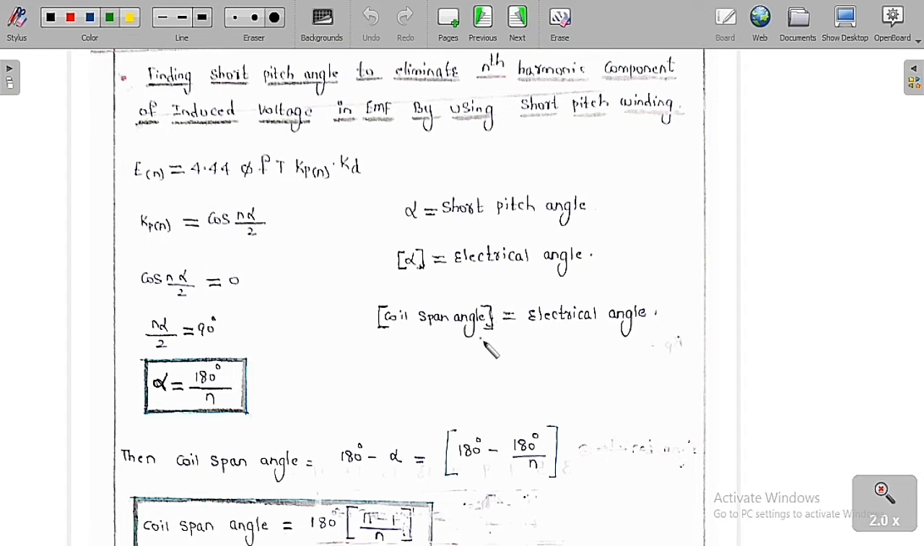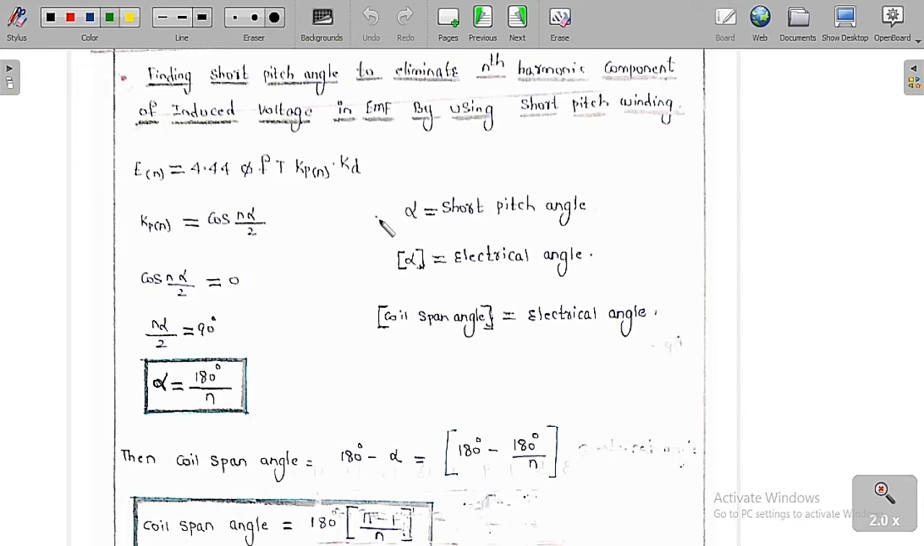And the coil span also gives us an electrical angle. So alpha is equal to 180 degrees by n. This much short pitch angle you need to keep, and therefore you are going to remove this nth harmonic component. So we find the short pitch angle to eliminate the nth harmonic component of the induced EMF by using short pitch winding. Each and every harmonic induces some amount of voltage, but the 7th and 5th induce more voltage, so we have to remove them.